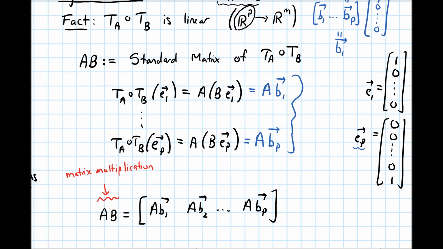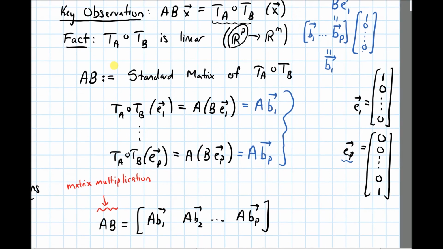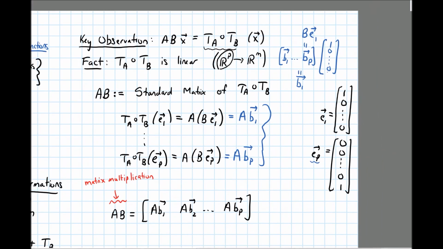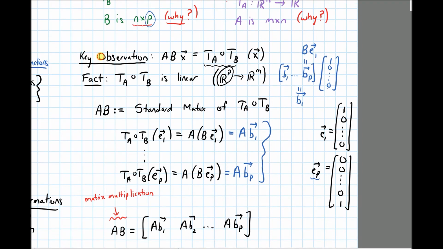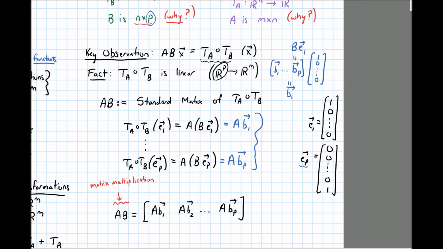Okay, so let me just point out a key observation about the sizes of all of these matrices. If I scroll up a little bit more, okay, so I know that A from up here is m by n. So A is m by n. B from up here above is n by p.